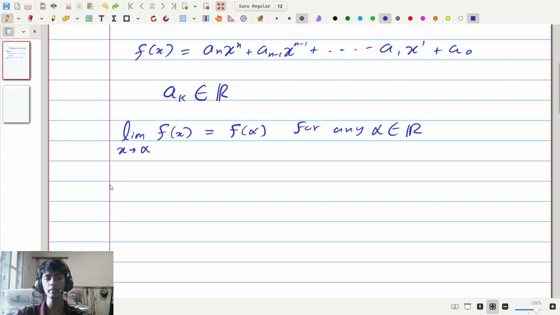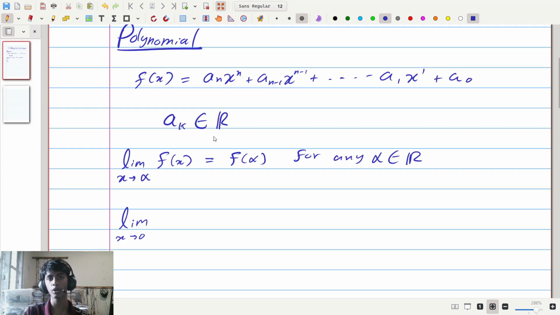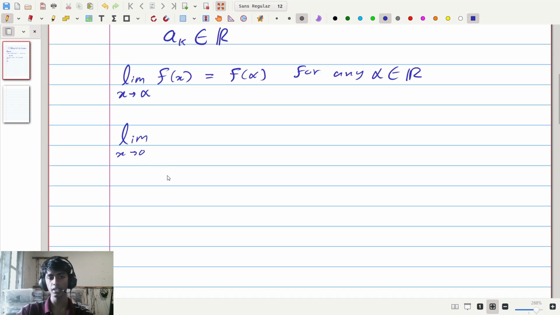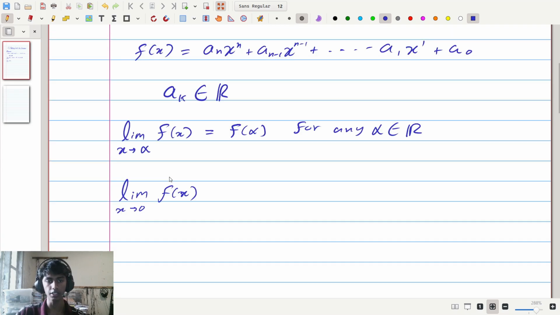Some interesting behaviors of this are what happens when we take the limit as x approaches 0, which is not all that interesting, but what's more interesting is what happens when we take the limit as x approaches plus or minus infinity. In each of those cases, depending on whether n is an even number or an odd number, different things happen. For now, let's first investigate what happens when we take the limit as x approaches 0 of any polynomial function f of x.